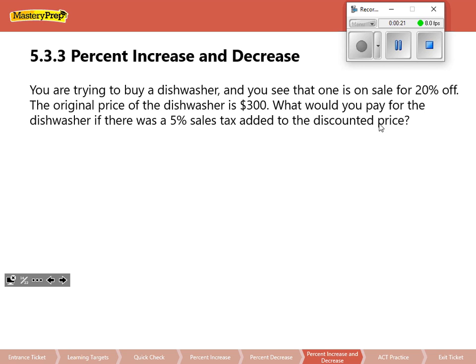Now, you're trying to buy a dishwasher, and you see that one is on sale for 20% off. The original price of the dishwasher is $300. What would you pay for the dishwasher if there was a 5% sales tax added to the discounted price? So what is the starting amount?